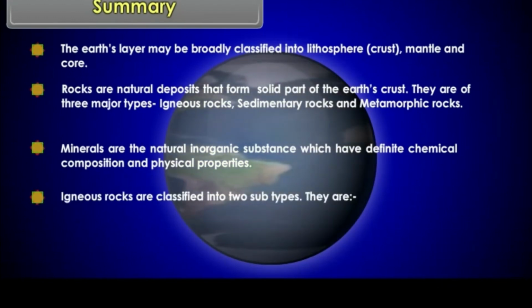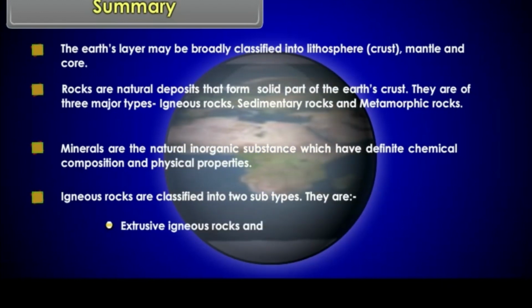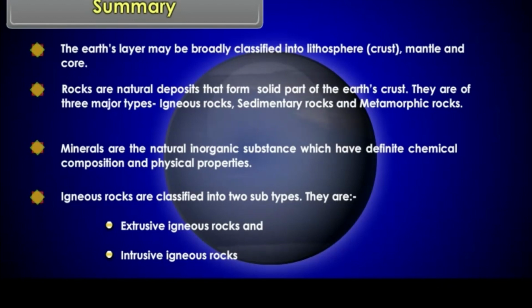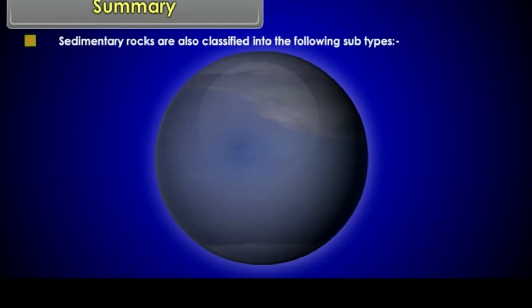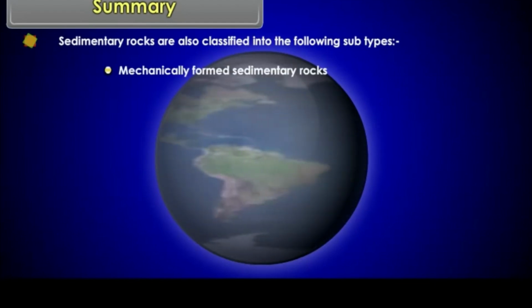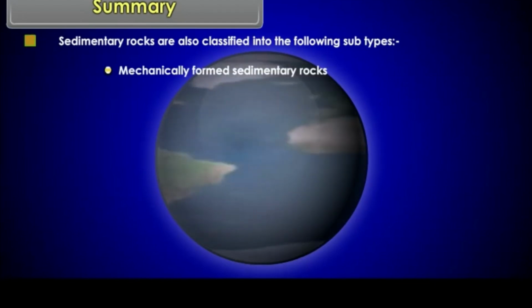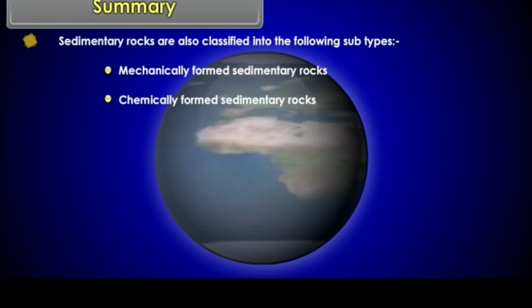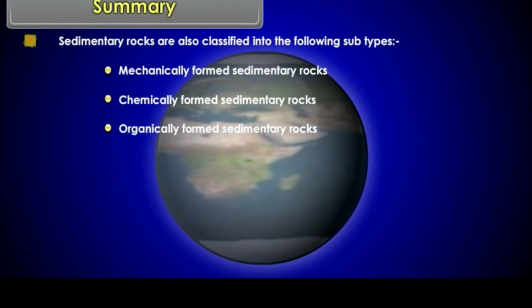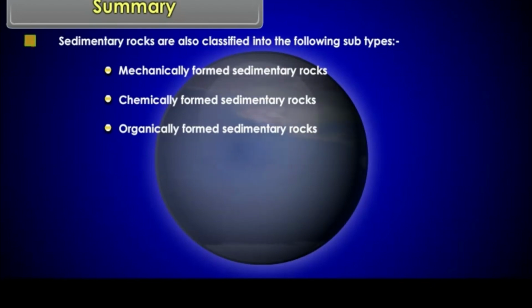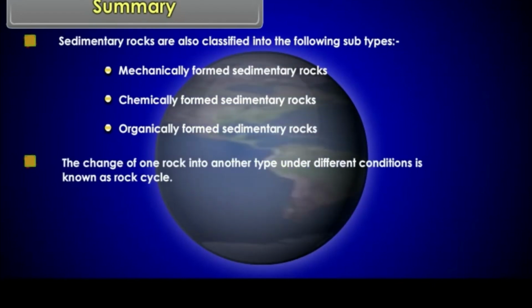Igneous rocks are classified into two subtypes: extrusive igneous rocks and intrusive igneous rocks. Sedimentary rocks are also classified into the following subtypes: mechanically formed sedimentary rocks, chemically formed sedimentary rocks, and organically formed sedimentary rocks. The change of one rock into another type under different conditions is known as the rock cycle.